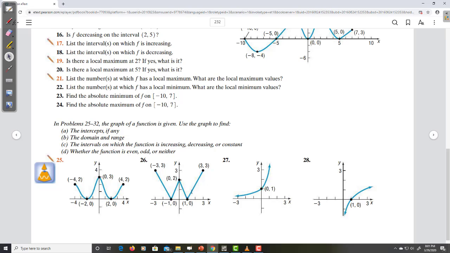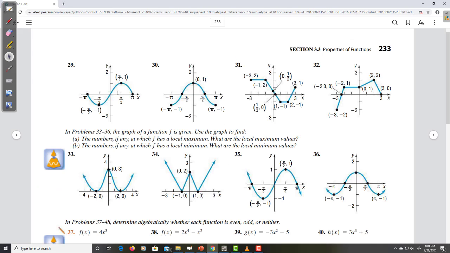This is just a symmetry test, so it's actually pretty easy to tell from the graph. Notice this is symmetric about the y-axis. If you rotate it around the y-axis, it's the same shape. So this is an even function. Same thing here. This is neither even nor odd. Same thing here, neither even nor odd.